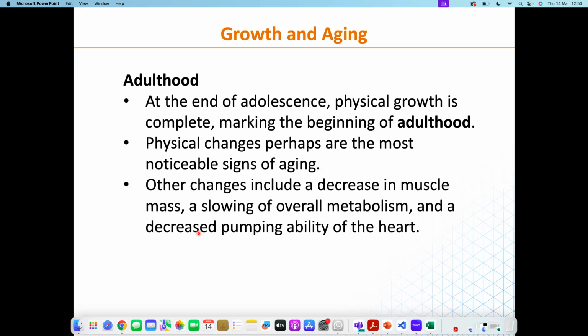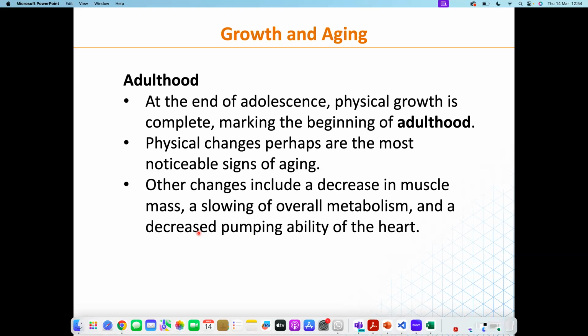So it's good. At the end of the adolescence, the physical growth is complete. So that is the end of it, you cannot have a rapid growth anymore, marking the beginning of adulthood. The physical changes perhaps are the most noticeable signs of aging. These are changes in your behavior or in some things in your body that show you that you are aging already. Maybe you start growing gray hair or whatever.